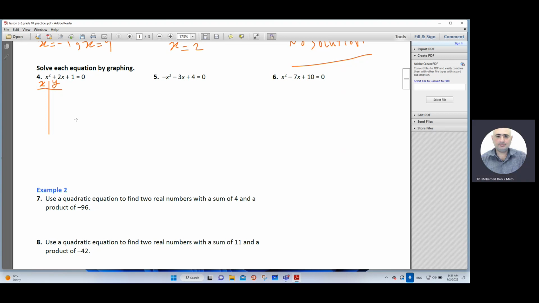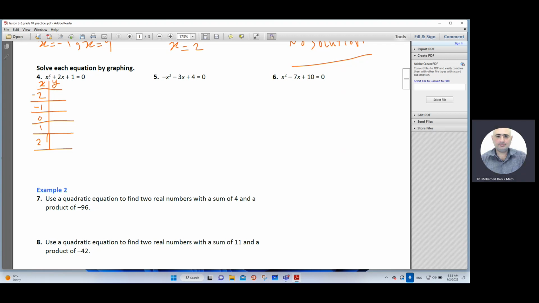Then you can choose values for x randomly. For example, if you choose -2, -1, 0, 1, and 2. How to find the values of y? Substitute the values of x inside the equation. For example, here you have -2.